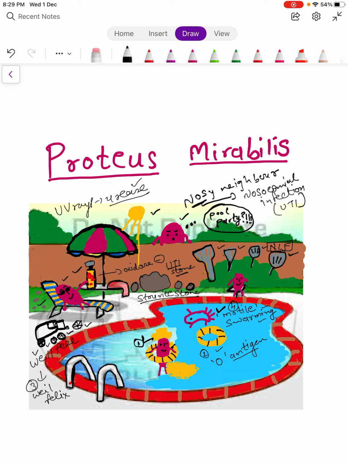in the urinary tract. Then they are oxidase negative. They produce urease so that they will increase the pH and they can thrive in the urinary tract. They cause nosocomial infection, and you can see this baby bacteria has urinated in the pool. So with this you can remember the infection, UTI.